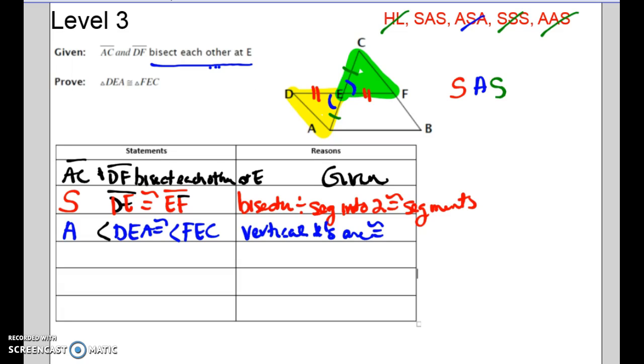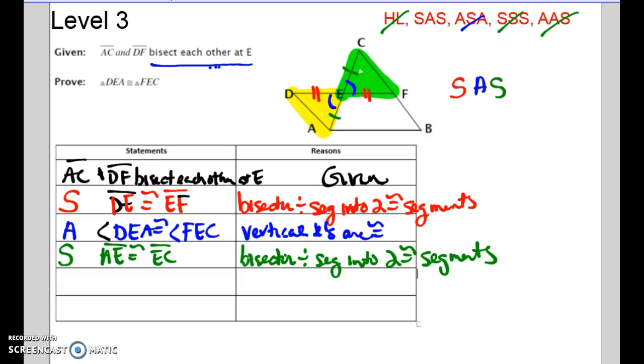And last but not least, I need my last side. My last sides are going to be my green ones. That's going to be AE is congruent to EC. And that's the same reason as my red sides. A bisector divides a segment into two congruent segments.